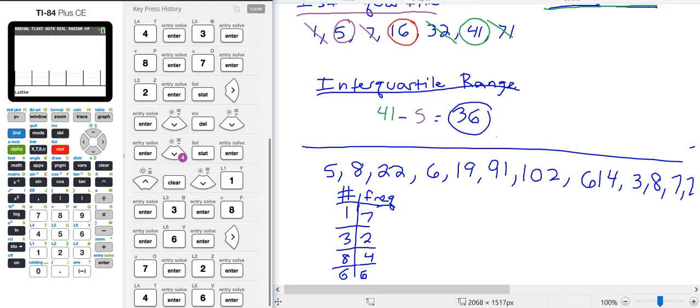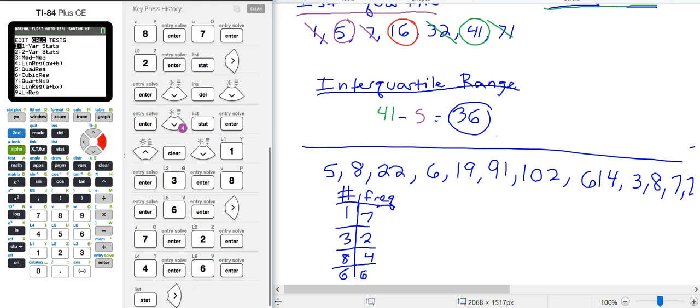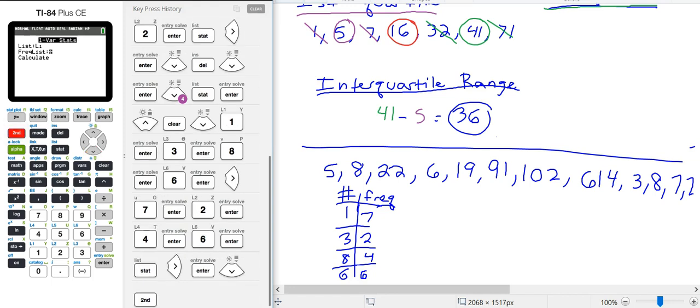Now we're going to press stat, calc, 1-Var Stats, 1 variable statistics. Our list, the list of our numbers, is in L1, so that's true. Where it says frequency list, we're going to do second, and then the 2, so we click on the L2, because our frequency list is in L2, the second list. Then we're going to scroll down to calculate, press enter.